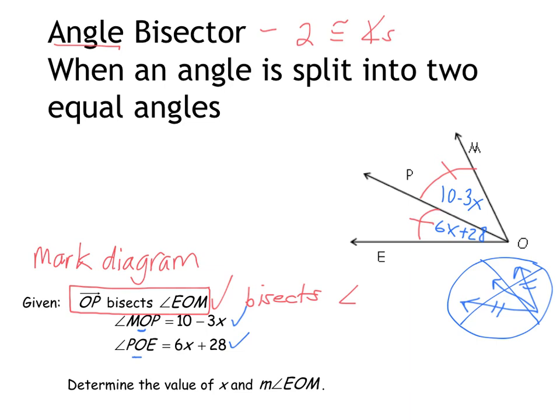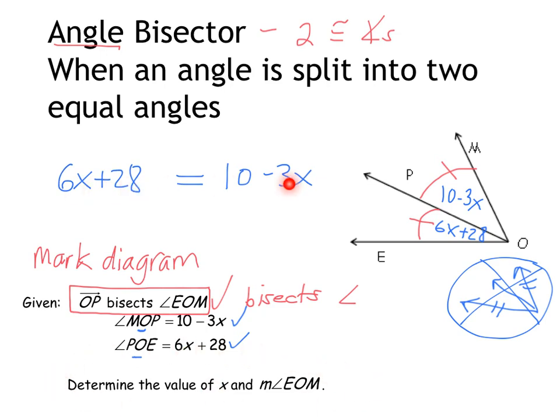Now, if we know that an angle bisector splits an angle into two equal angles, that means we have two equal angles. So they have equal measure. One of them is 6x plus 28 degrees, and the other is 10 minus 3x degrees. So we can now set them equal and solve for x. This will be an exercise for you, the viewer.